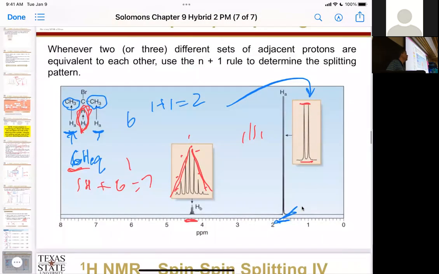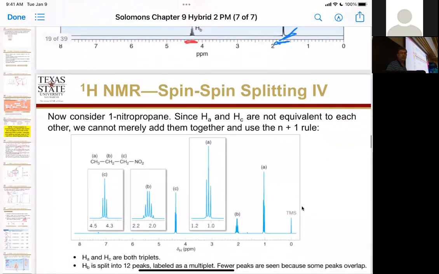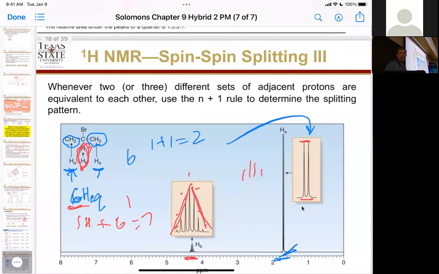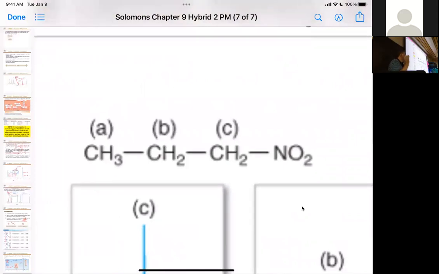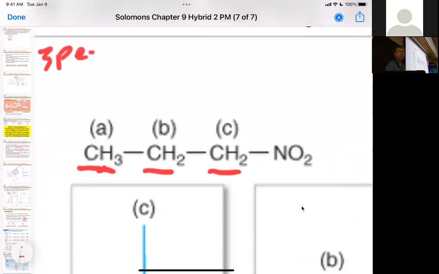Okay, all right. So now let's put it all together. Let's put our spin-spin coupling, our shift, and our number of unique pieces together. And let's look at this molecule here. So just from looking at it, how many peaks or types of carbon do we have? 3, because this one is different than that one, and this one has a nitrogen on it, so that one has to be up there. Okay, so we have three peaks.